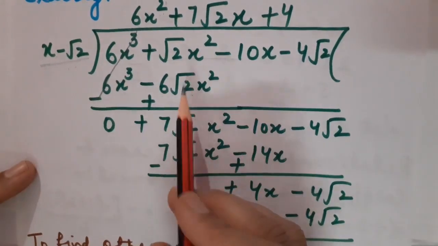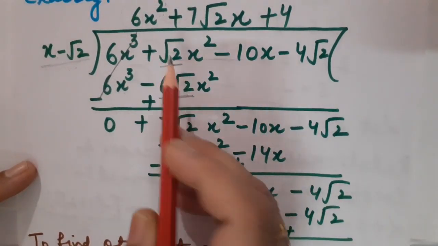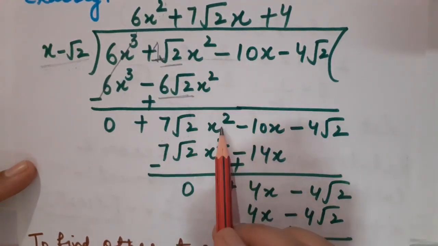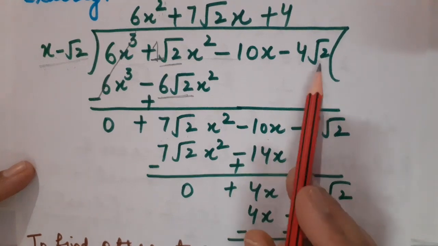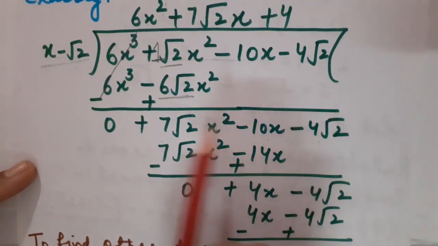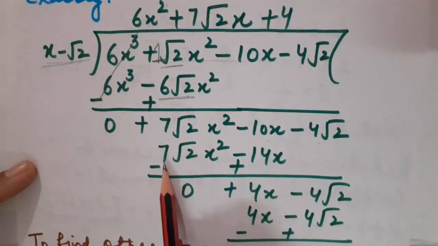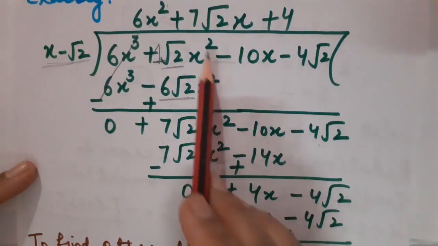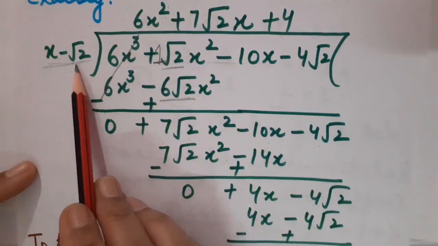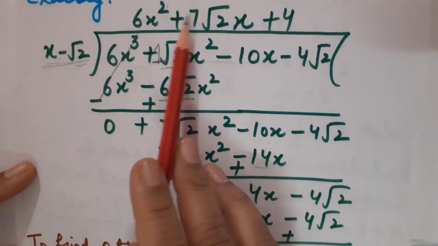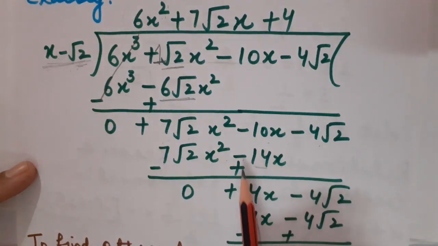So what I have got here, this is 6 root 2 plus this is 1 root 2 actually. So here I have got 7 root 2 with x square. This is minus 10x. This is minus 4 root 2. Correct? Now I am multiplying gx by 7 root 2 x. Here I have got 7 root 2 x square. When 7 root 2 will be multiplied by root 2, I have got 14x. Correct? And plus into minus will give you minus.